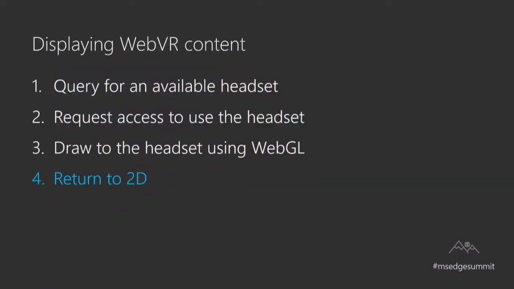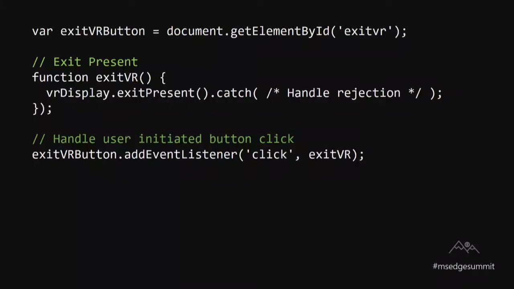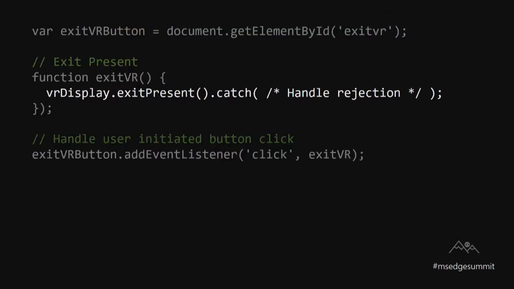Okay, so we've queried for the headset, we've requested access to the headset, we've drawn to the headset. Now it's time to get back out of VR. You'll probably want to add an exit VR button, similar to the enter VR button you had. And inside the button handler, you'll call the VR display's exit present function to actually exit VR.